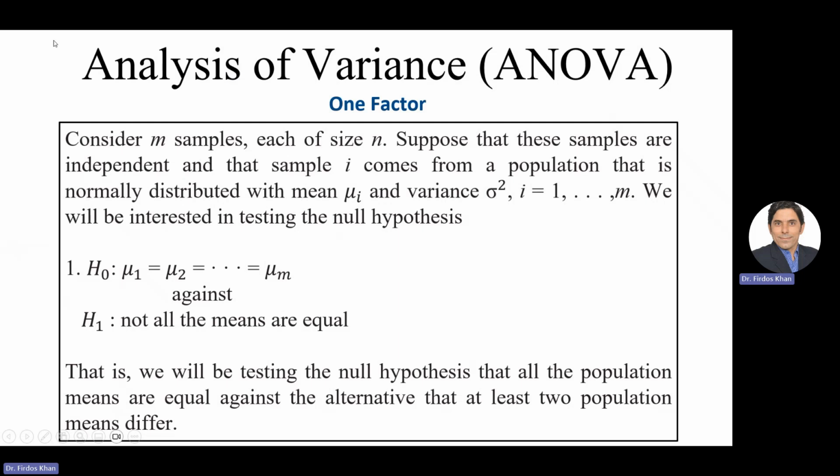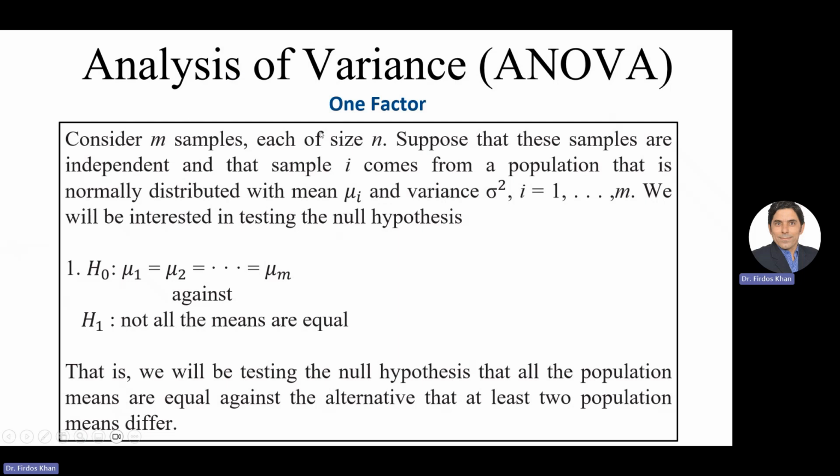So let's see that. Consider m samples. That means we have m populations and we are comparing m populations on the basis of m samples. So we have m populations, we need m samples. Consider m samples, each of size n. So each sample has n observations. The sample size is n for each sample.